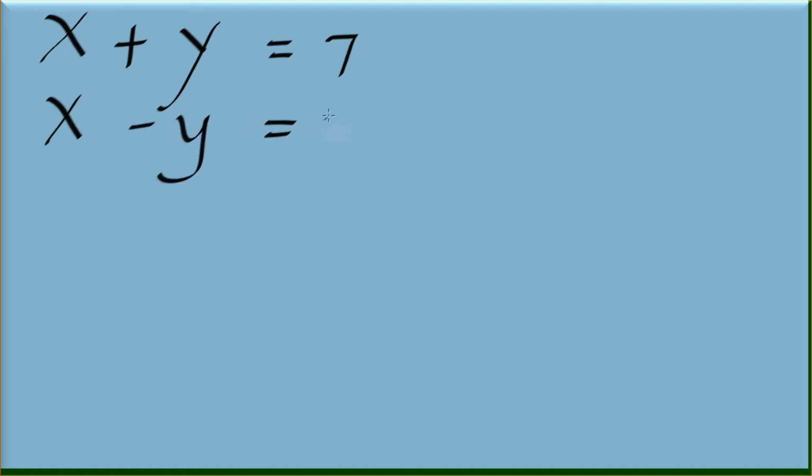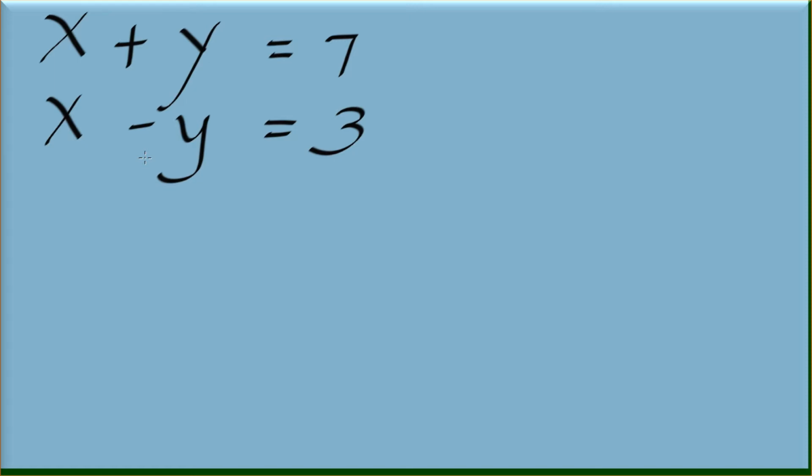Let's say we have this system of linear equations: x plus y equals 7. The second equation is x minus y is equal to 3. So we're going to start with this very simple and easy system of linear equations. Basically, the idea here is we're going to look for x and y values, and those values have to satisfy these two equations.